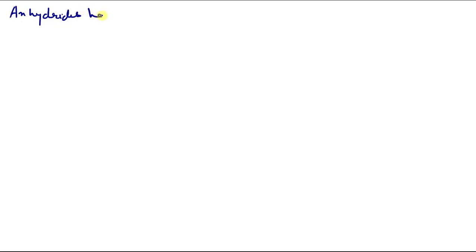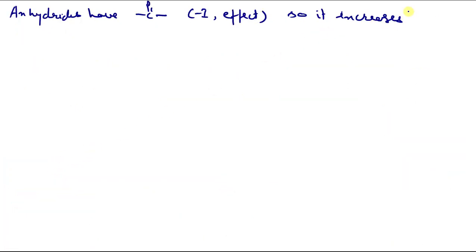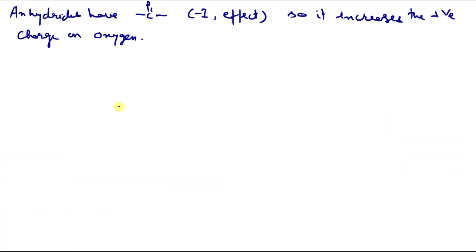anhydrides have CO group which has minus I effect, as already discussed with you. So what it will do, this CO group will attract more electrons from oxygen, so it will intensify the positive charge on this oxygen. As you can see, more and more positive charge will come on oxygen. Any factor that intensifies the charge destabilizes it.